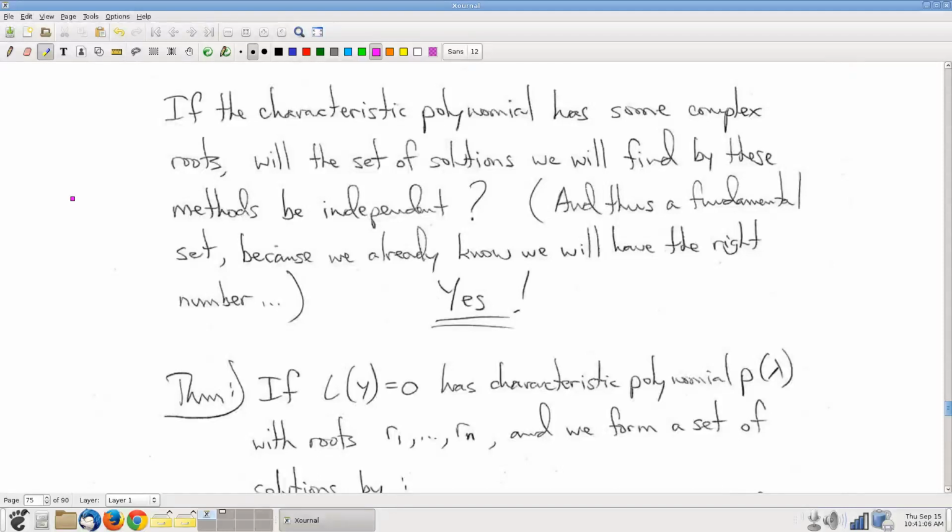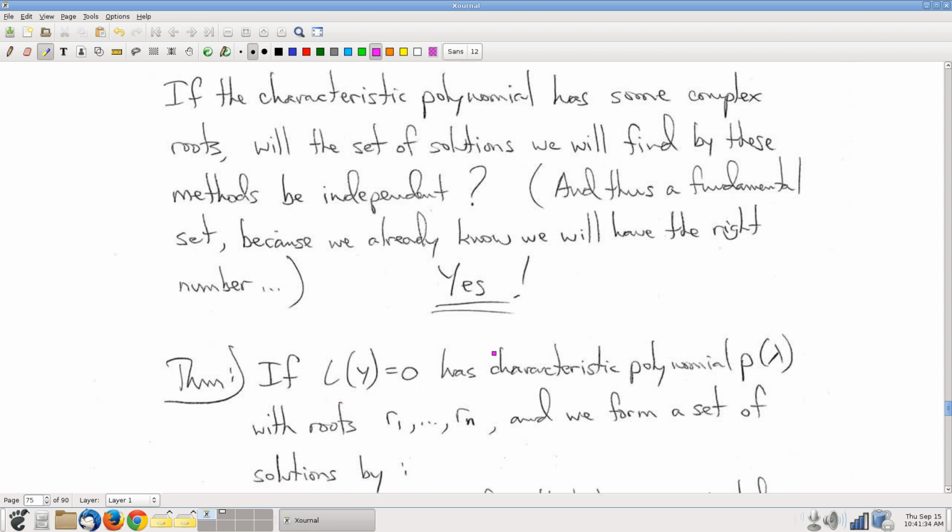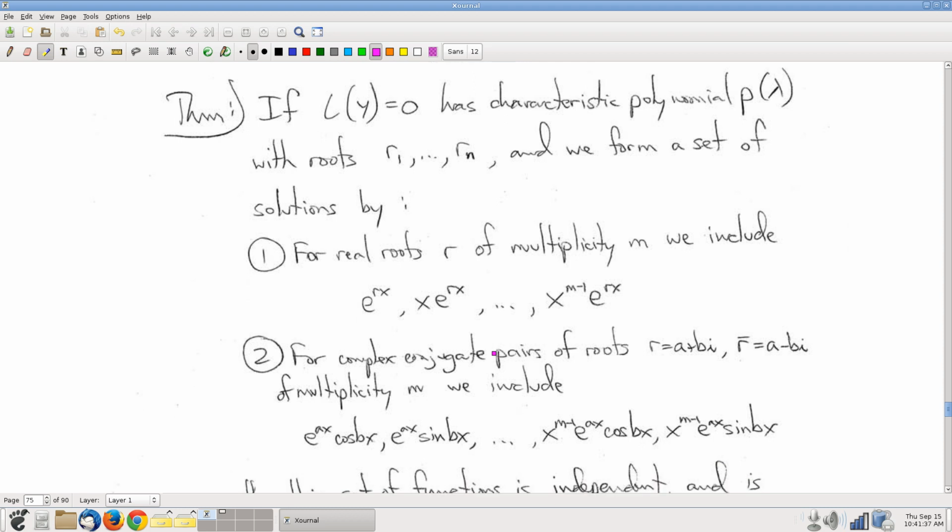So we'd previously talked about how to find solutions to a constant coefficient linear differential equation when the roots of the characteristic polynomial are real. And recently we have now seen how to deal with complex roots. So now let's summarize all together what is our method for writing down solutions to a homogeneous constant coefficient linear differential equation with real coefficients, and get a theorem that we can then use henceforth.